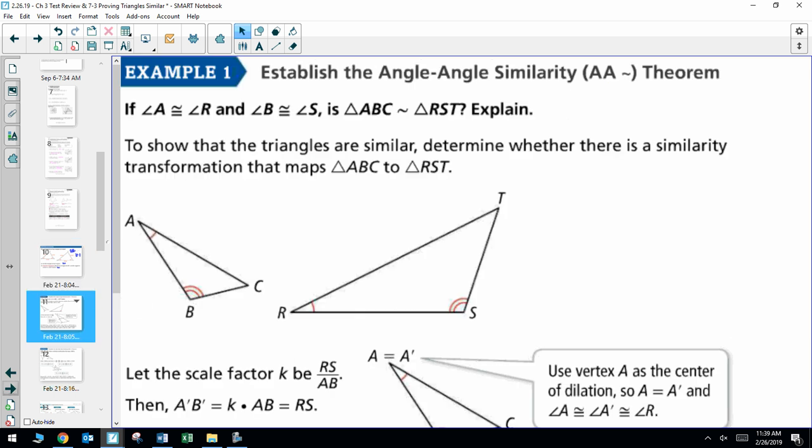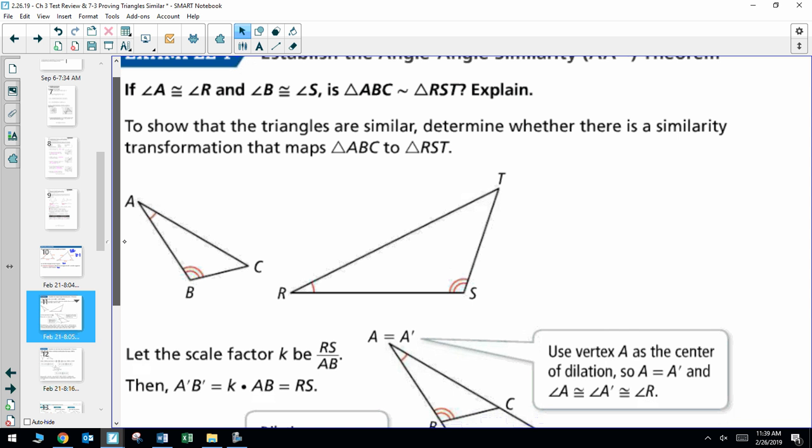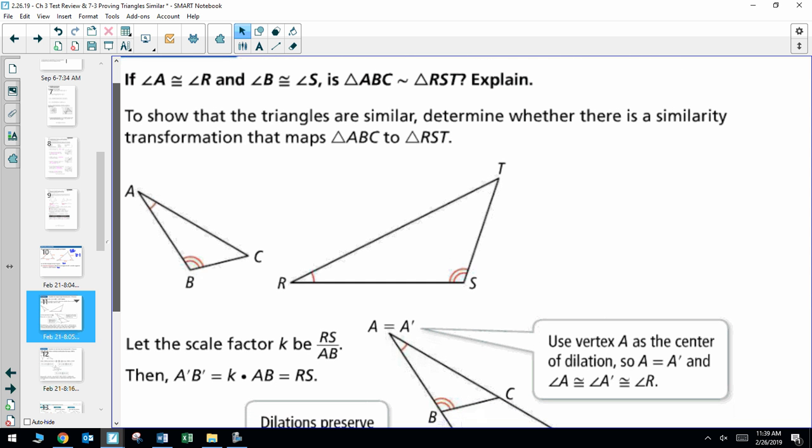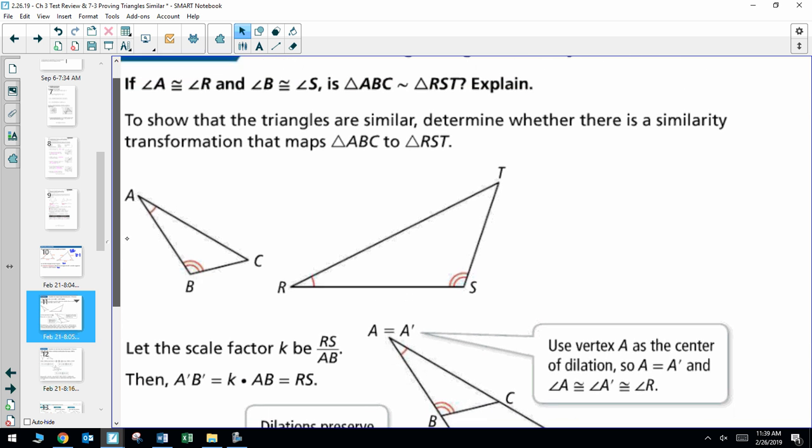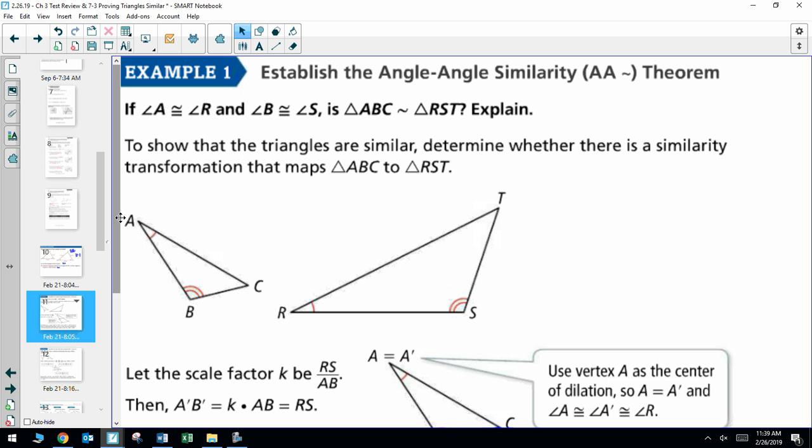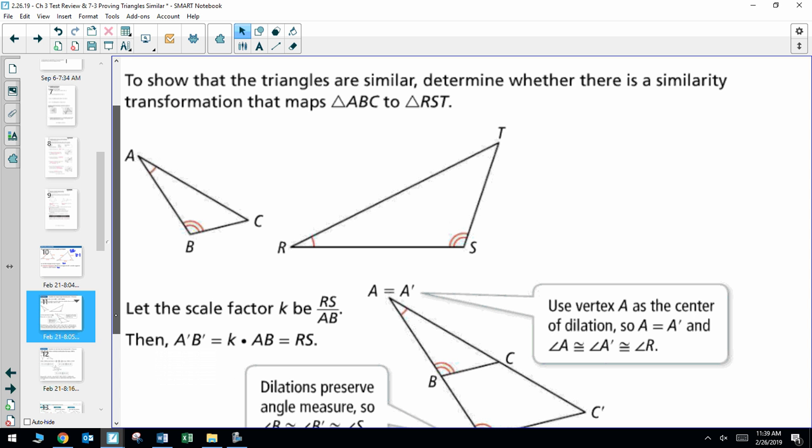So looking at example 1, right? This is just the run through of a proof. There's no notes to take here, although you might want to highlight some things. So following along up here, we're saying if you have a matching angle, two matching angles, would they be similar? Right? And you took a guess and you said yes. Right? This is the proof that they are.